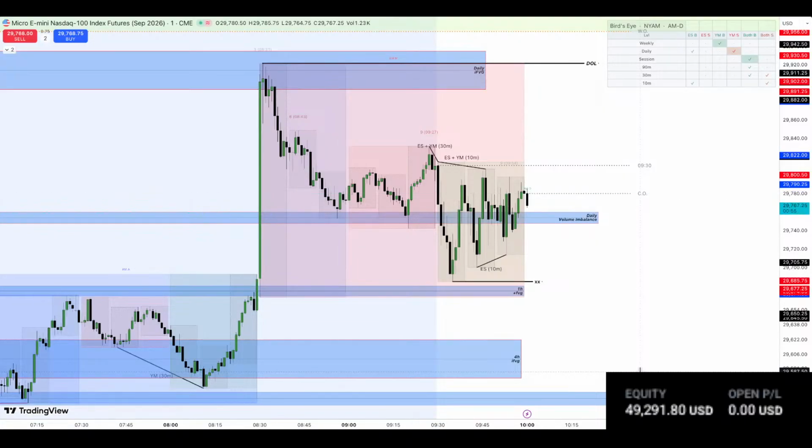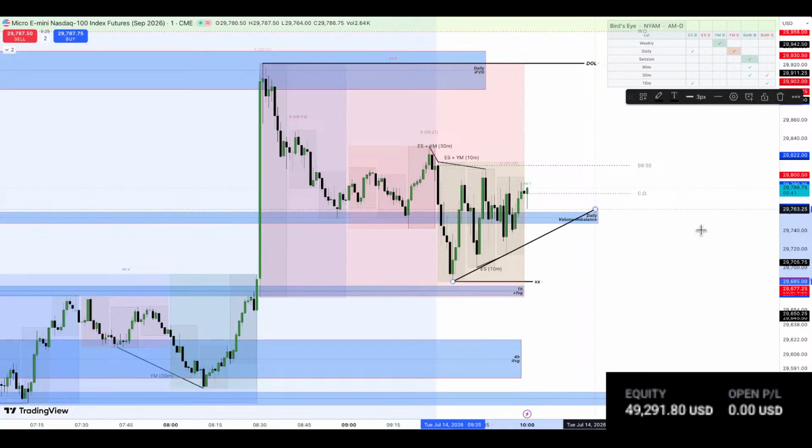There you go. It's already 10. And I'm waiting for price to grab some liquidity here. There's a bunch of liquidities resting down here.